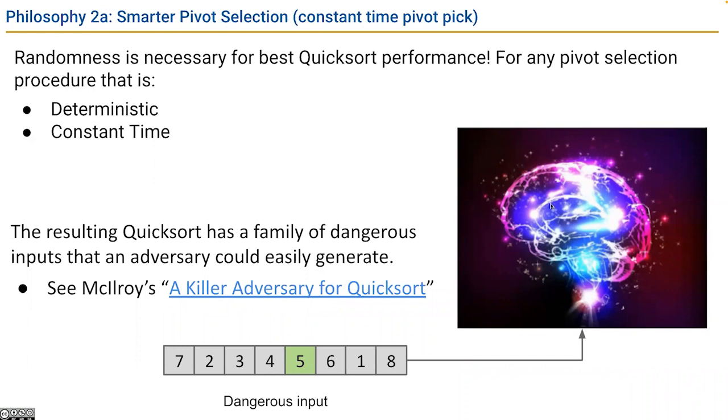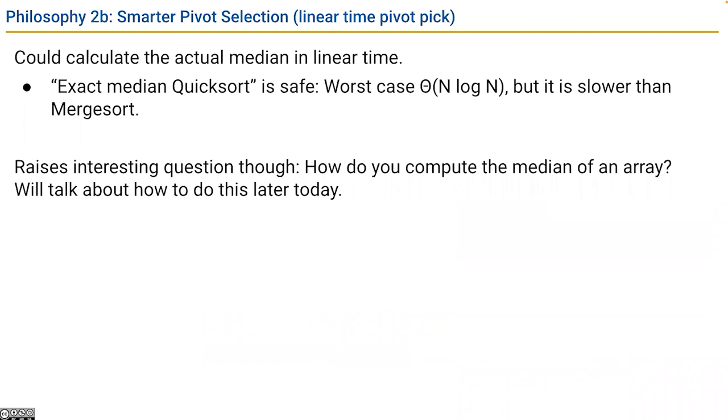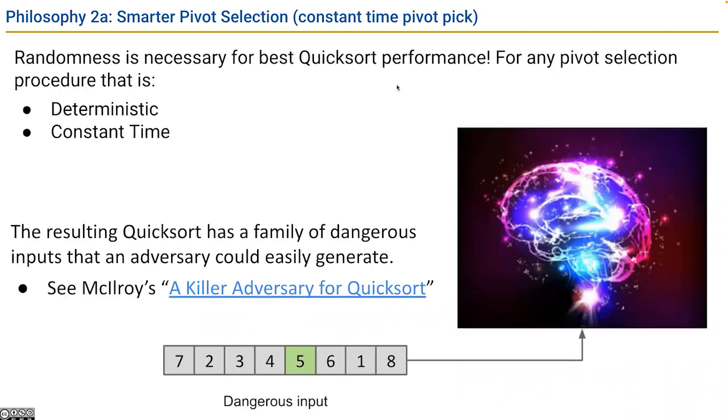Now, this slide could honestly have been its own lecture. I've given the talk before, so if you're curious about it, ask me later. The other approach would be, okay, I'm just going to trust you, Josh, that if I take a small sample, the first, middle, and last item, and choose the middle of those, sure. But McIlroy wrote a paper proving that there is a bad adversary.